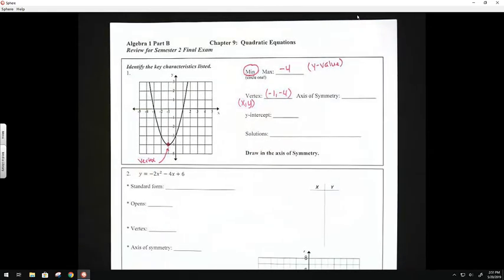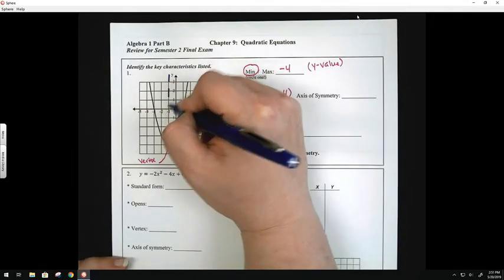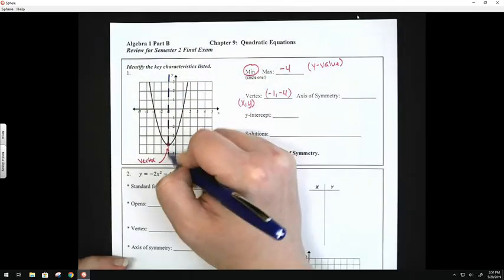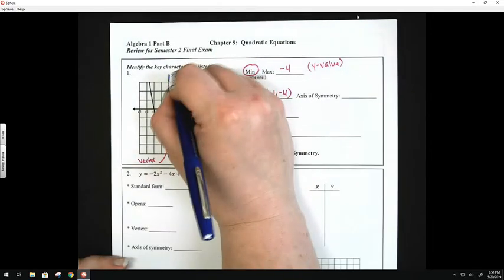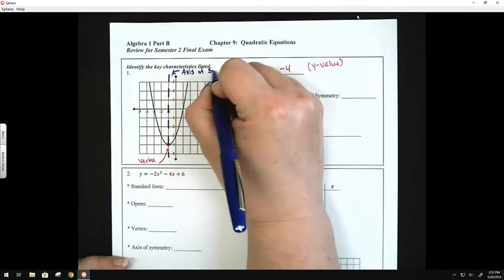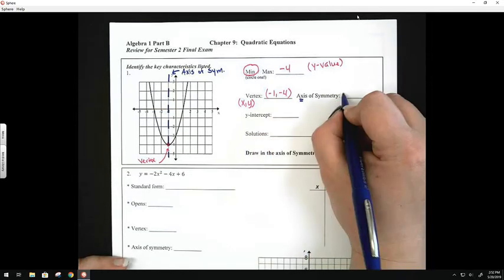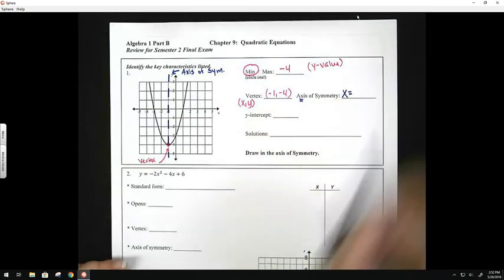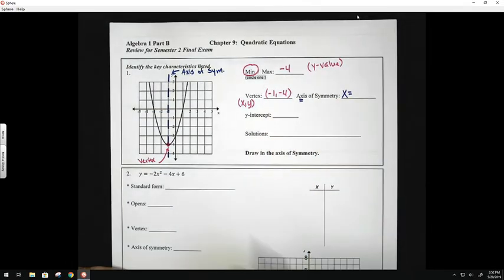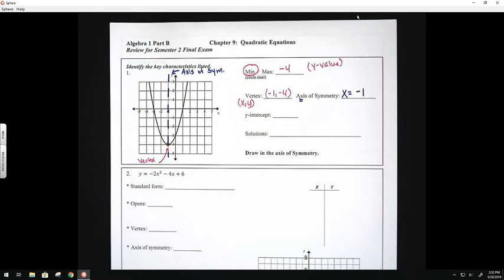The axis of symmetry is a vertical line that goes through our parabola. So it is right here. We're just going to draw it in right away. That's our axis of symmetry. And since it's a vertical line and it's got an x in it, we know that the axis of symmetry is going to be x equals. So in this case, it goes through -1, so it's x equals -1.